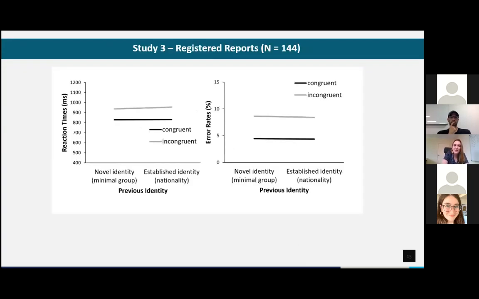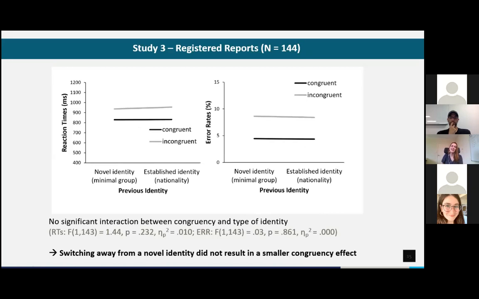We then reran this as a registered report with an increased sample size. This time we tested 144 participants, and you can also very nicely see how the results become a little bit clearer here. So there's definitely no interaction. We could then also run a Bayesian analysis. We found strong support for the null hypothesis, saying that there's no significant difference between switching from a novel or from an established identity.